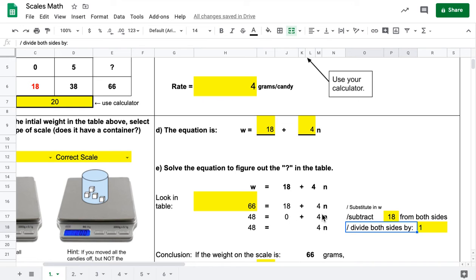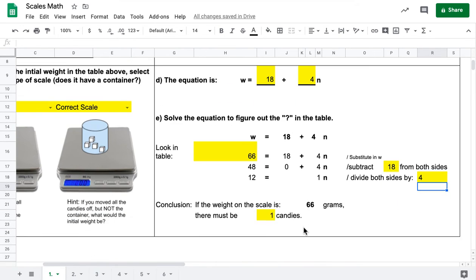The only thing I have left now are n candies, and they're 4 grams per candy. And that has a weight of 48. So this says 4 multiplied by n. What's the opposite of multiplying by 4? Dividing by 4. So look at that. 1n, 1 candy, n is the number of candies, weighs 12 grams.